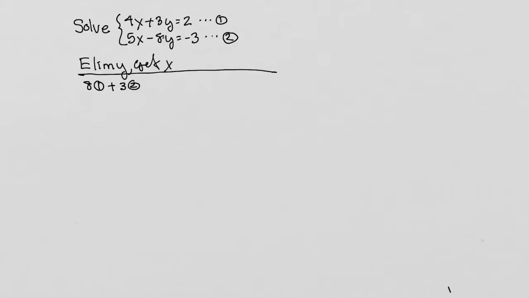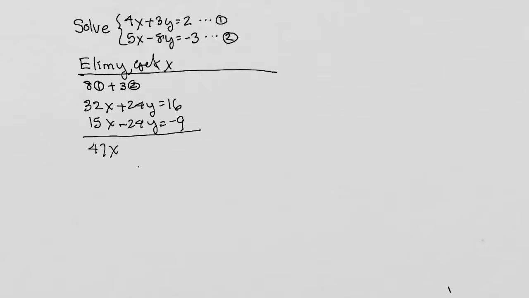Run an 8 through the entire first equation, so multiplying everything in the first equation by 8, we will get 32x plus 24y equals 16. Let's just check that. So 8 times everything: 32, 24, 16. Got it. And everything in the second equation by 3. So multiplying by 3, we'll get 15x minus 24y equals negative 9. I'm going to add these together. So 32x and 15x is 47x. 24y minus 24y is 0y. The y's are gone. And 16 minus 9 is 7.